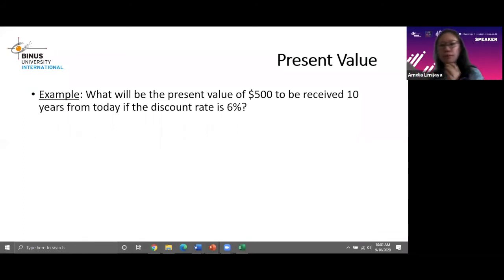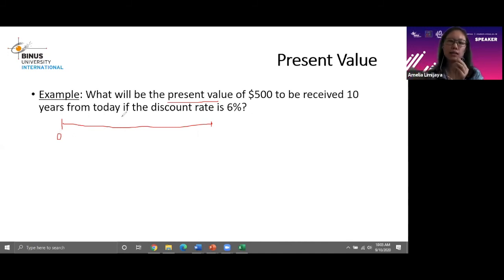Okay, let's see an example. What will be the present value of 500 to be received 10 years from today if the discount rate is 6%? As a means to help you, I'm drawing something here. Let's just call it a timeline. Later in finance course, probably you will see this timeline again. When we talk about present value, it means as of now. Usually we use the symbol zero. Zero means now, t equals zero.